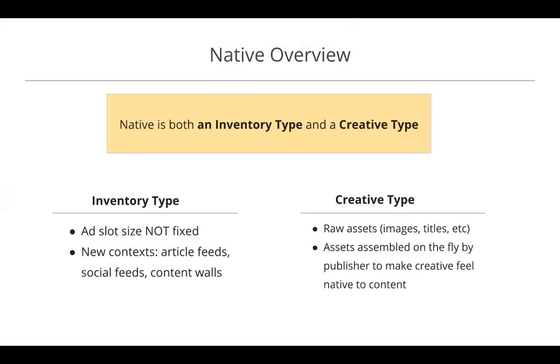And the contexts are also sort of new. These are mostly, especially in mobile in-app, in the form of article feeds, social feeds, content walls, et cetera. So it's a new inventory type that we're unlocking. And it's also a new creative type, right? Unlike, again, there are no tags in native. Again, the ad slot size is not fixed. So you give us raw assets in the form of images, titles, videos, etc. And then those are assembled on the fly by the publisher to construct the ad unit. So two important concepts there.